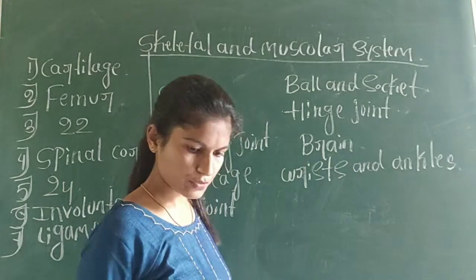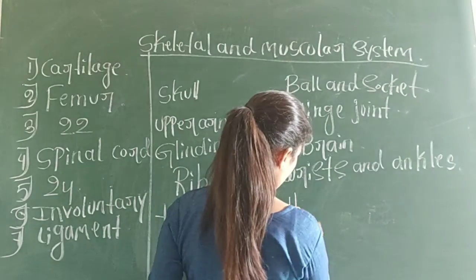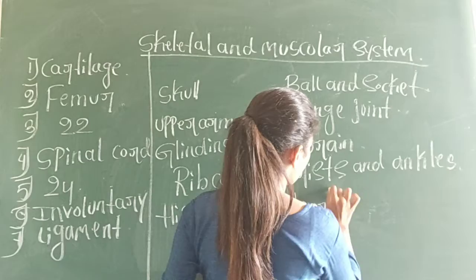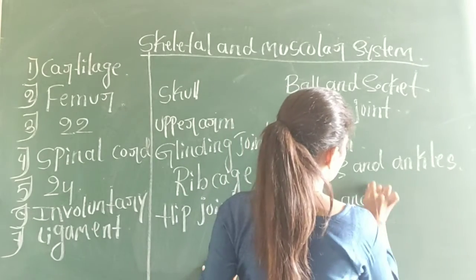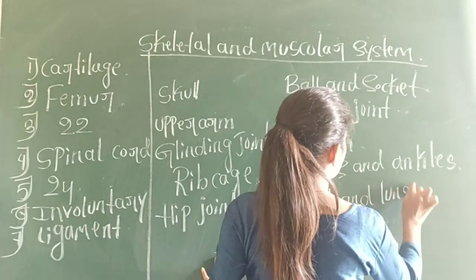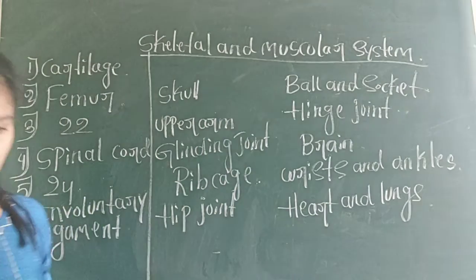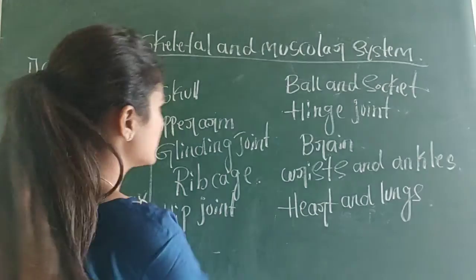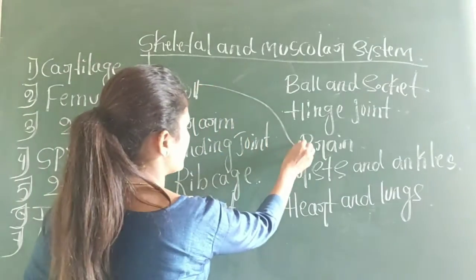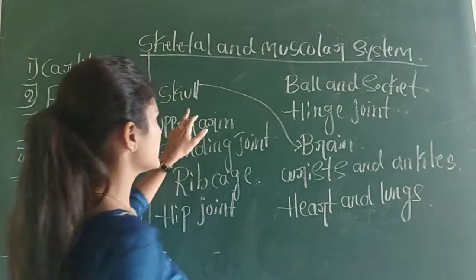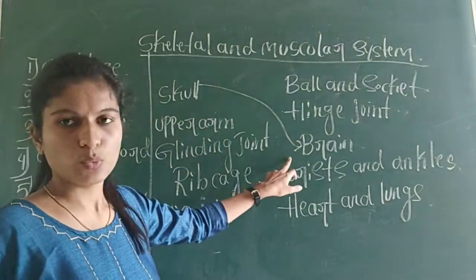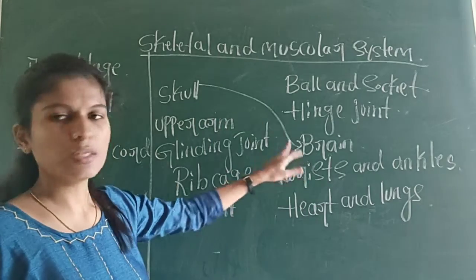And the last one is heart and lungs. Heart and lungs. Okay. We have to match these questions with their correct answers. So first one is skull. Yes, skull is related to brain. Because what is the inside of the skull? Which organ is that? That is brain.